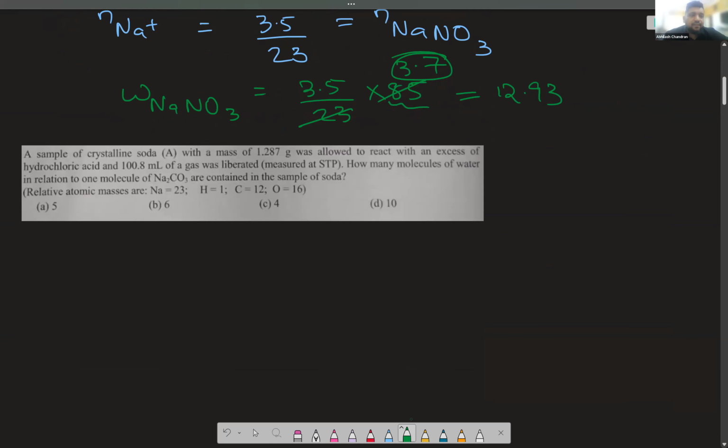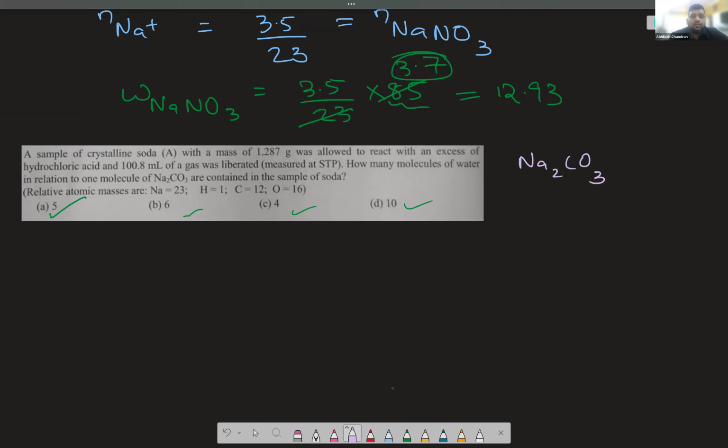third question. A sample of crystalline soda with mass 1.287. So these are the things where the calculation gets a bit tricky. But because the numbers in the options here are decently far away, 5, 6, 7, 10. Let's read the full question first. So a sample of crystalline soda. Of course, we are speaking about Na2CO3 here, right? And this is in crystalline form. So what does that mean? We'll come to that soon.